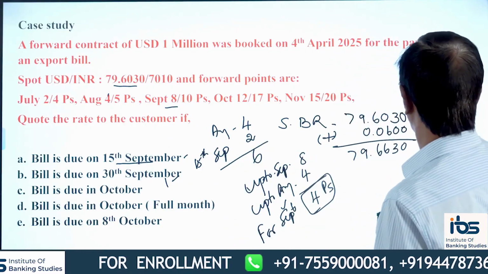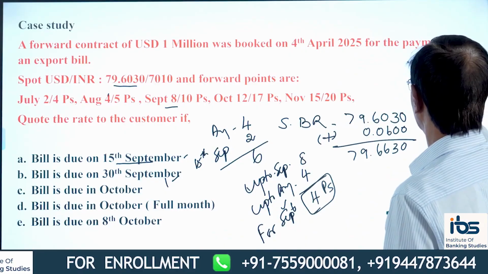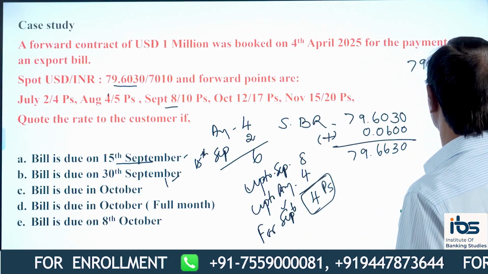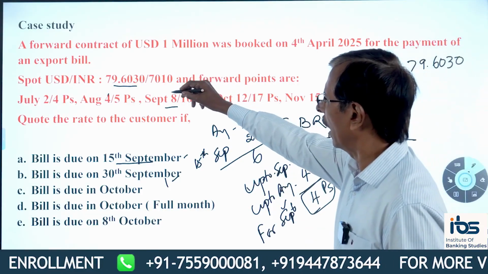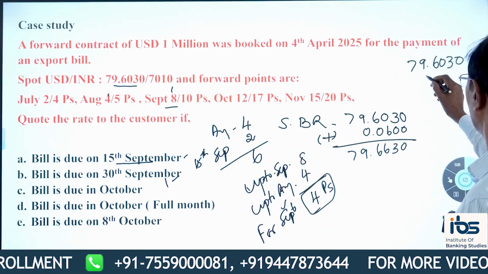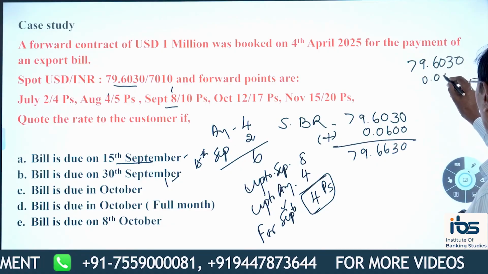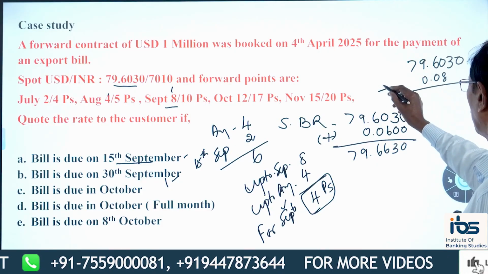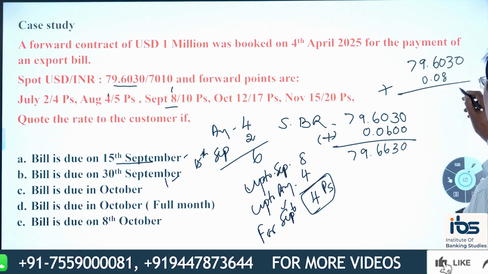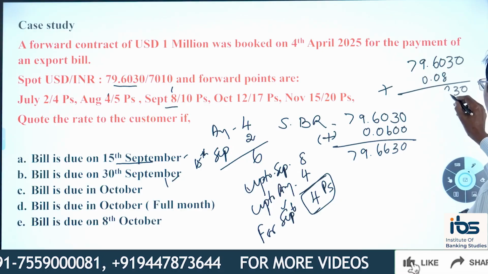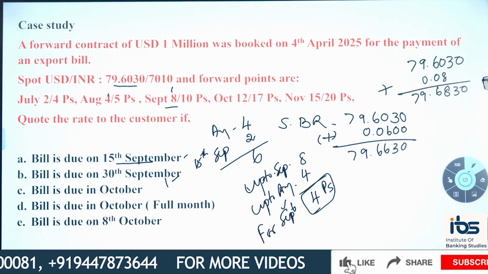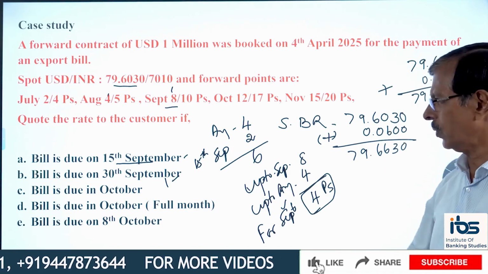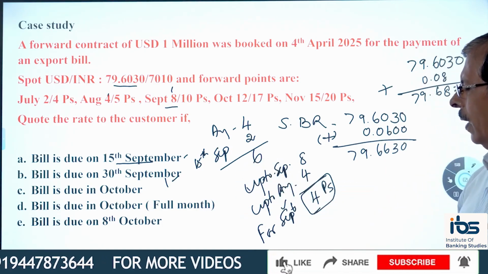So you take the spot rate. Spot buying rate is 79.6030. And here 8 paise, you write 0.08. Currency premium, add it. You will get 79.6830. So you got first 2 answers.